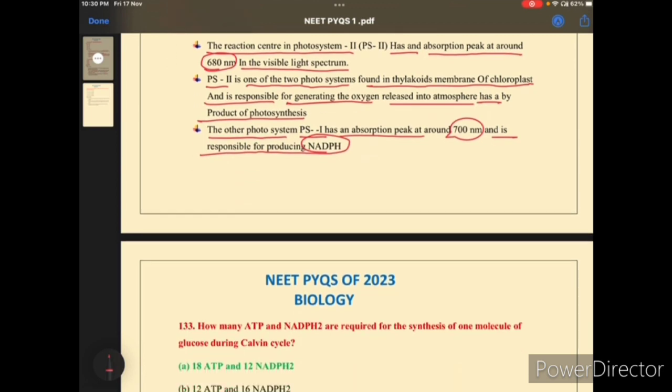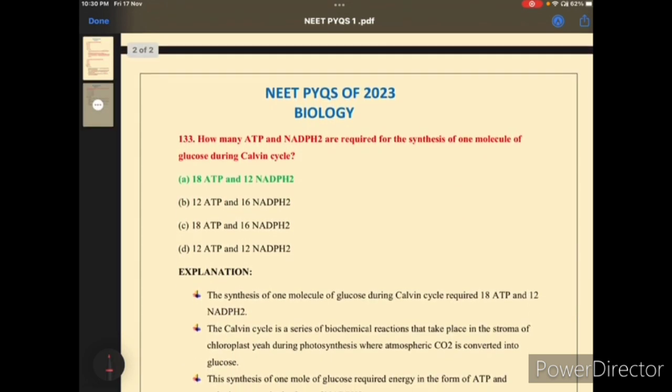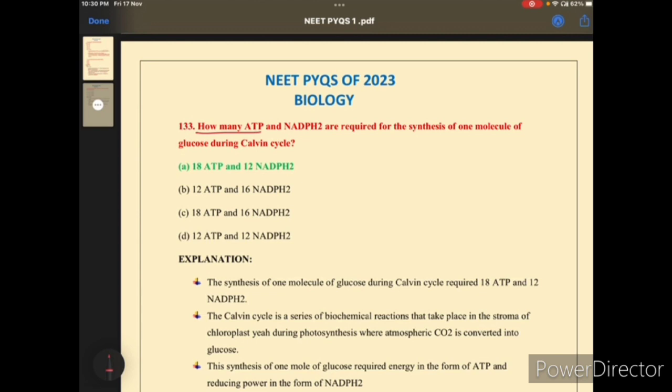Let us see the next question. How many ATP and NADPH2 are required for the synthesis of 1 mole of glucose during the Calvin cycle? Option A, 18 ATPs and 12 NADPH2. Option B, 12 ATPs and 16 NADPH2. Option C, 18 ATPs and 16 NADPH2. Option D, 12 ATPs and 12 NADPH2. And the answer is 18 ATPs and 12 NADPH2. Let us see the explanation.